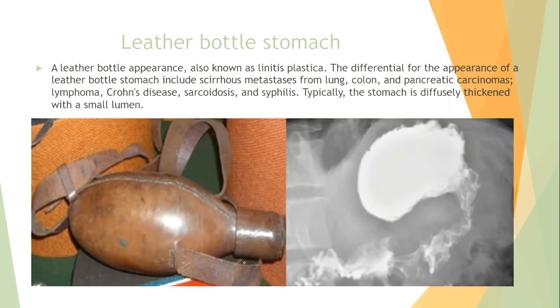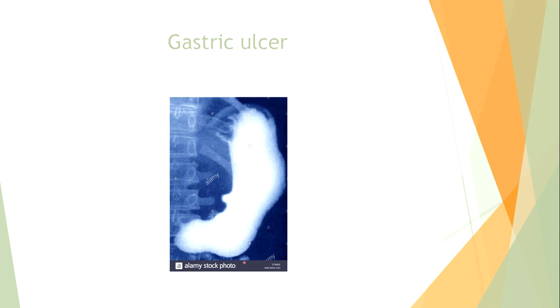Leather bottle stomach. A leather bottle appearance is also known as linitis plastica. The differential for the appearance of a leather bottle stomach includes sclerosing metastasis from lung, colon, and pancreatic carcinomas, lymphoma, Crohn's disease, sarcoidosis, and syphilis. Typically, the stomach is diffusely thickened with a small lumen. Gastric ulcer. We see here.